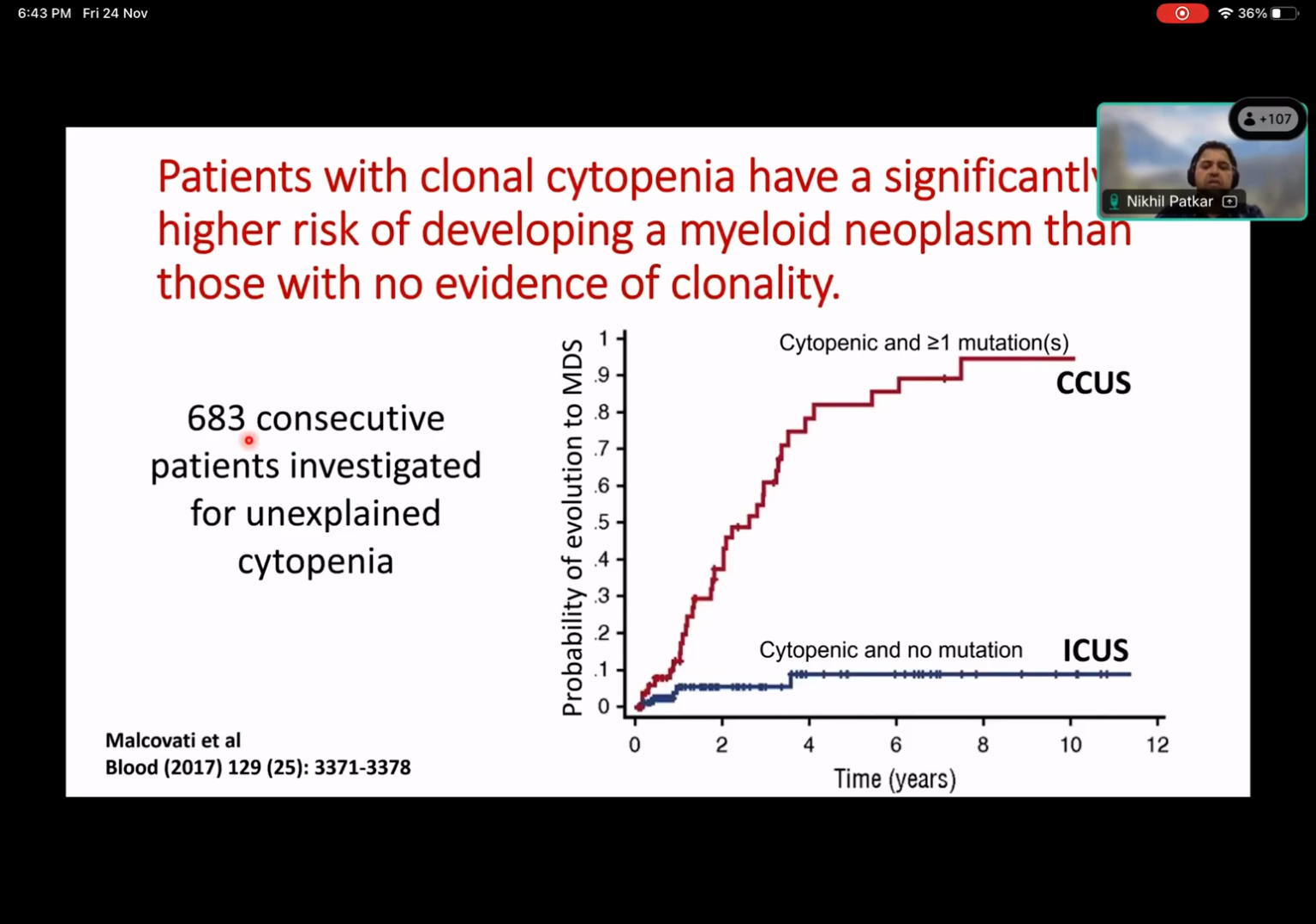So this is data from a large number of patients with cytopenia, which shows that if the patients are cytopenic and have more than one mutation, they have a high risk of transformation to a myeloid neoplasm as compared to patients who are cytopenic and don't have a mutation.